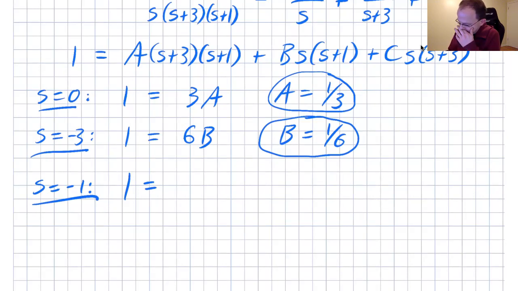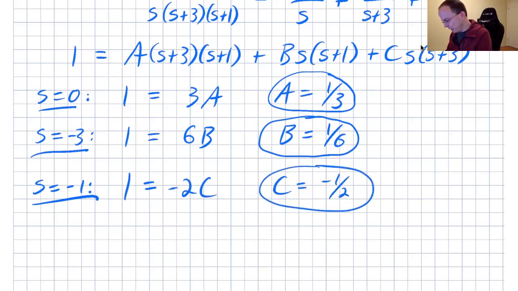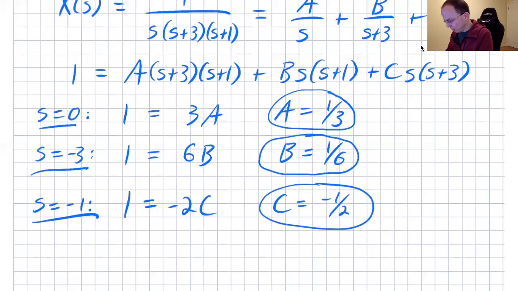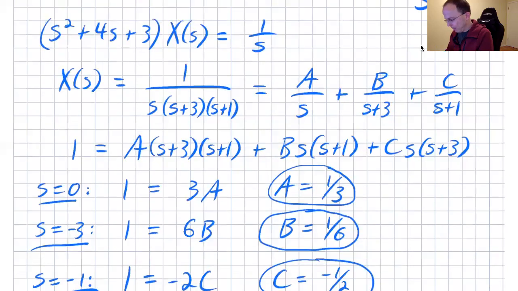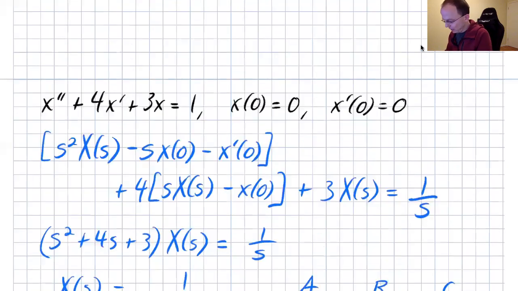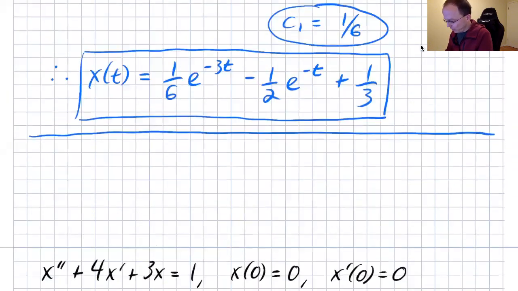Okay, where were we? -1 times 2, -2. C is -1/2. Okay, I think that's what we had from before: -1/2, 1/6, and 1/3. Yeah. So obviously, we see where we're going now.